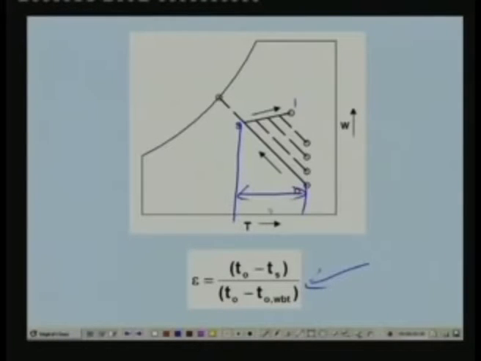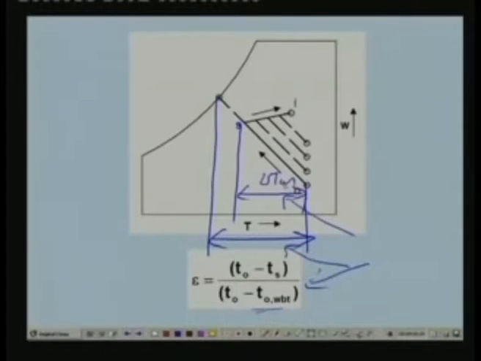Okay, or you can call this the actual temperature drop, and T naught minus TWBT is nothing but this. So, in an ideal case you get this, but in an actual case the actual temperature drop will be lower. So, the efficiency or effectiveness is nothing but this divided by this.